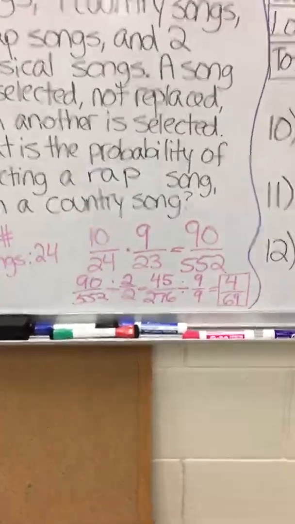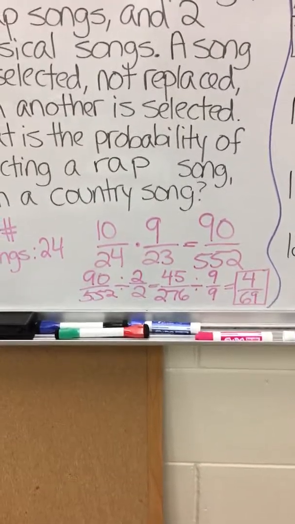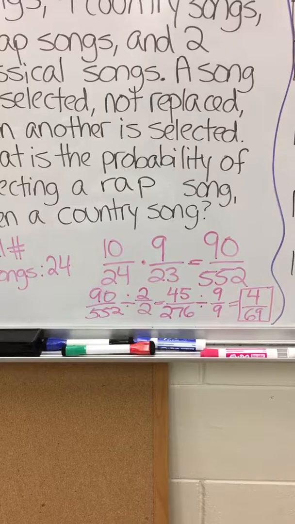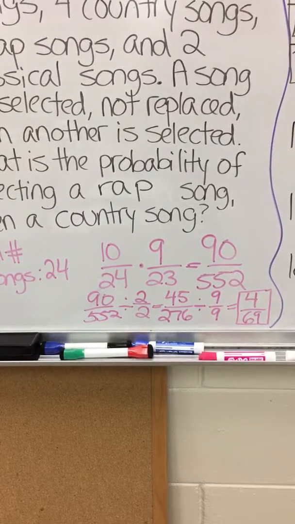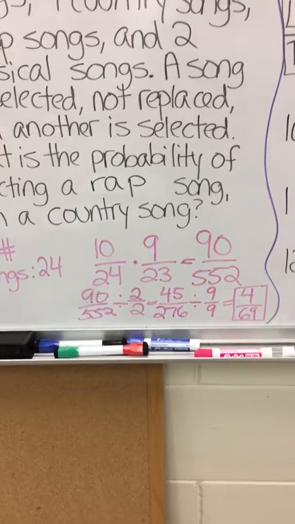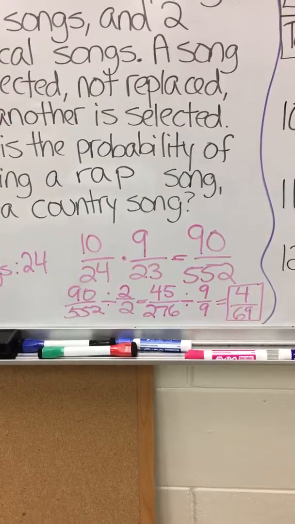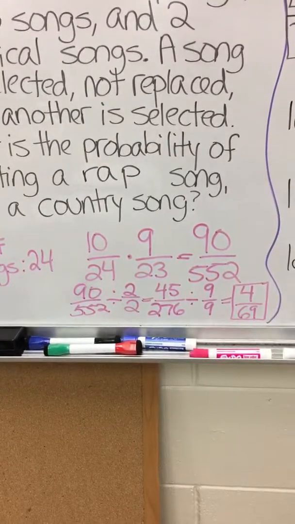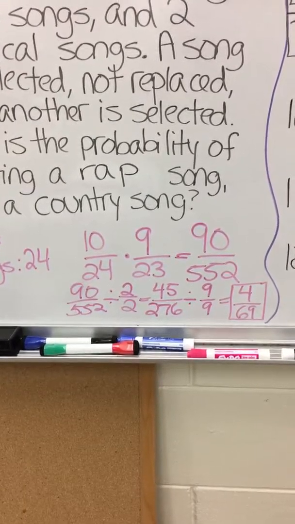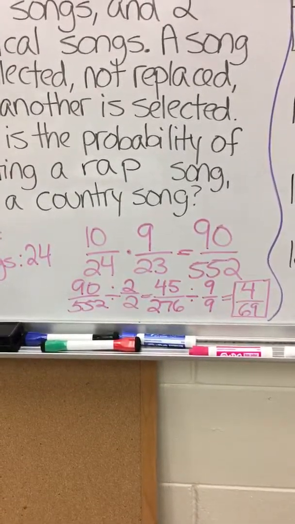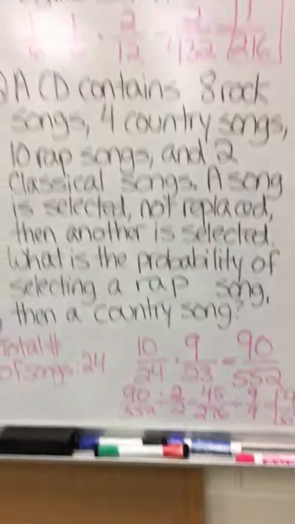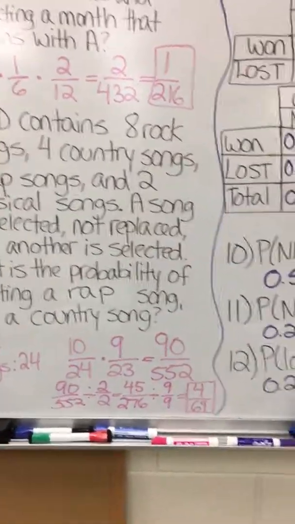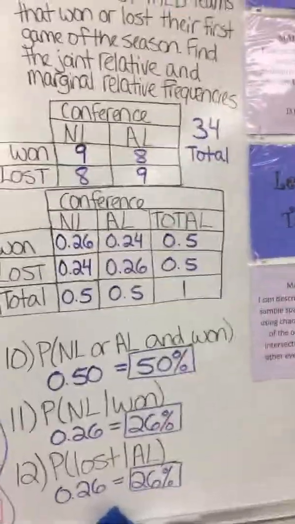Now the second row is 90 over 552. You can first divide them both by 2 to give you 45 over 276. Simplify it one more time by dividing by 9 over 9, which gives you a simplified final answer of 4 over 69. Okay, so that is 1 through 8 so far. We only have a few more left, but these are all in one big problem.